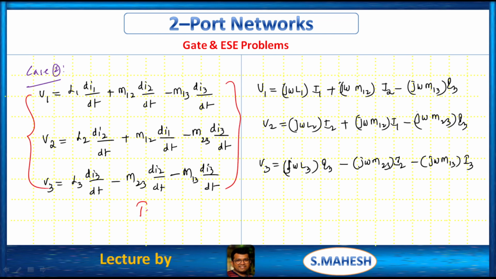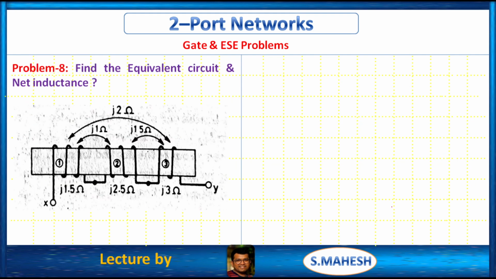This is time domain, this is frequency domain. By seeing the coupled circuit, we are able to write the loop equations in time domain analysis as well as frequency domain analysis. That's it. So next, find the equivalent circuit and net inductance.